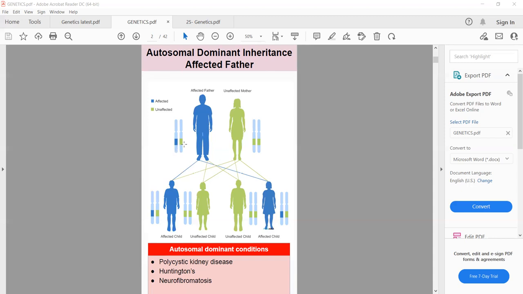Now let's do a cross. During meiosis, these two chromosomes will separate and gamete cells will form. One sperm will contain the chromosome that has the defective gene, and one will contain the normal chromosome. Similarly, two types of egg cells will be formed, and both types will have a normal chromosome because the mother is unaffected in this case.